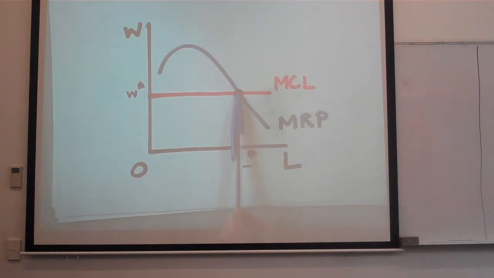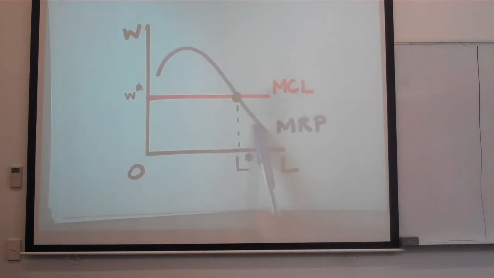Now, at this point, the extra cost of the extra worker and the extra revenue of the extra worker are equal. If the firm hired past that point, if you look at the right-hand side, the extra cost of the extra worker is greater than the extra benefit of the extra worker. It makes no sense to hire workers past this point. So the firm will continue to hire workers until MRP and marginal cost of labor are exactly equal. We'll call this L star, the optimal labor that we should hire.